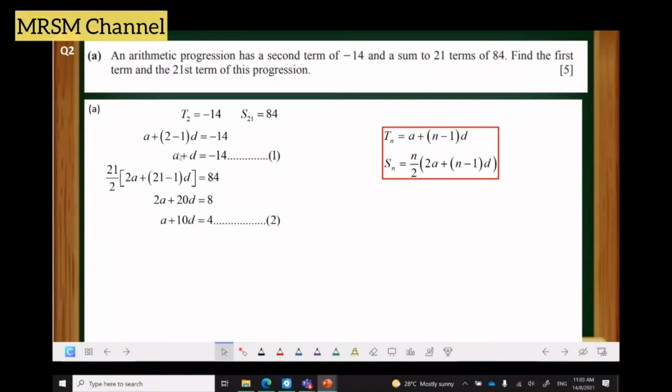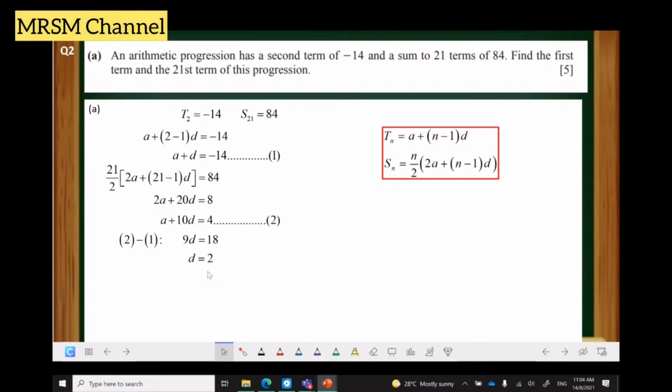Okay. So teacher akan buat elimination method. As we have here is A, here is also A. So equation 2 minus equation 1. Okay, equation 2 minus equation 1, so A minus A hilang. So 10D minus D is 9D. So 4 minus negative 14 dapat 18. So you will get D is equal to 2.